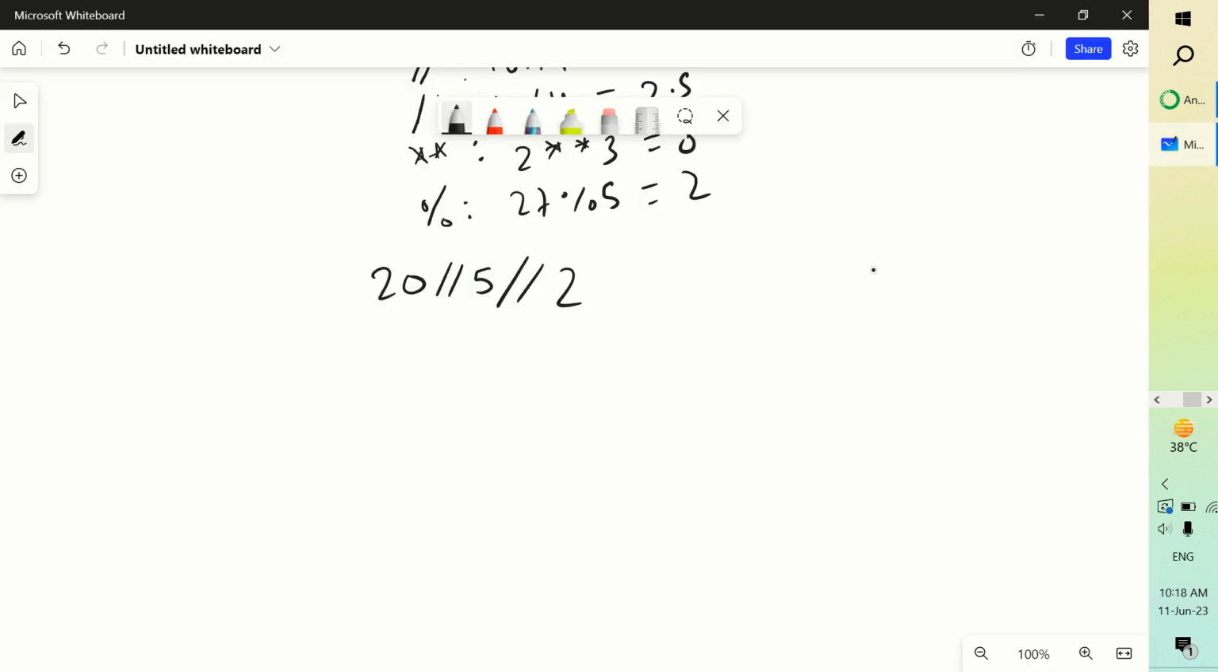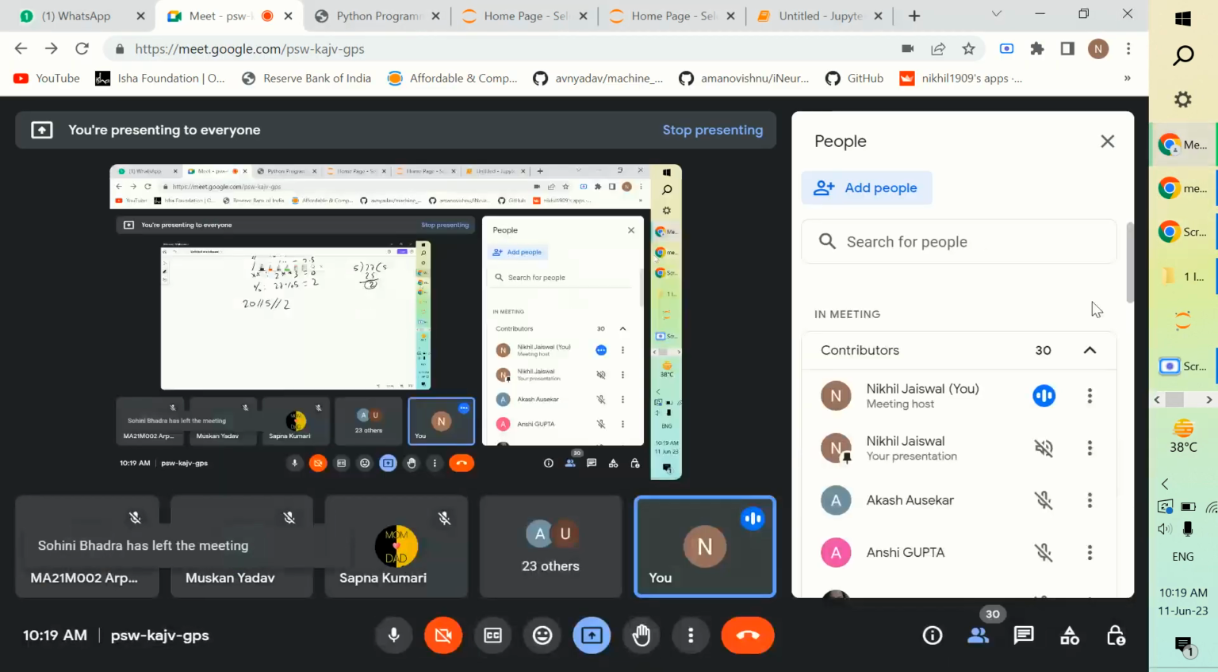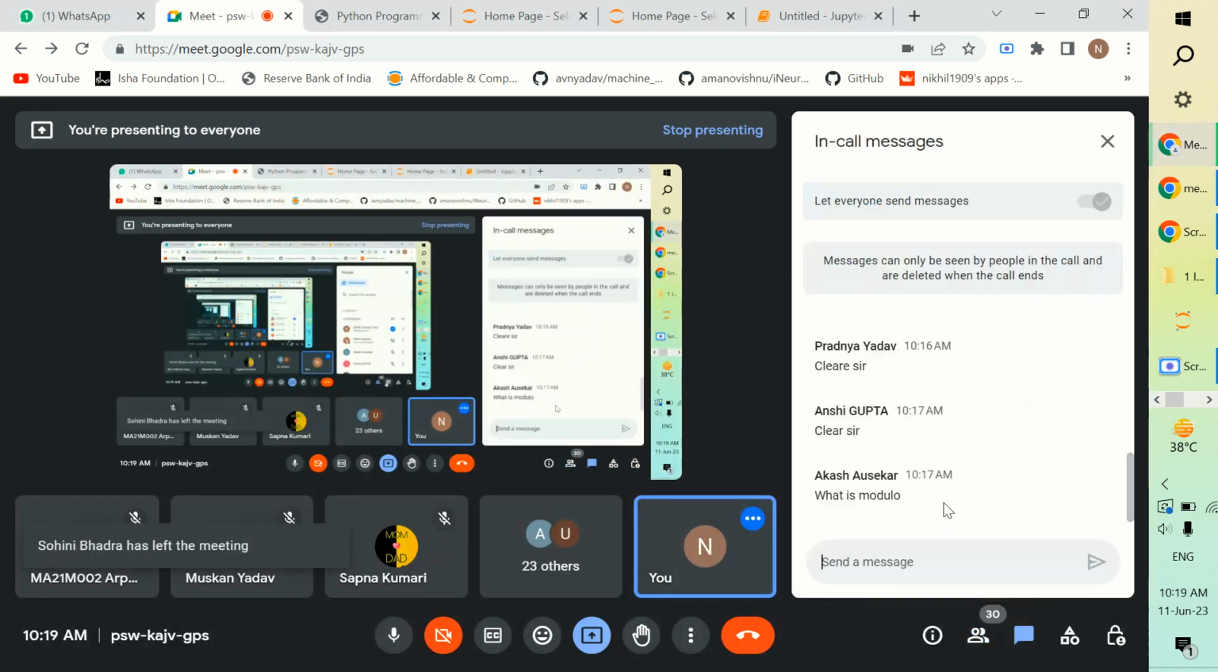So modulo is the operator which gives the remainder when you divide one number by another. So on dividing 27 by 5, what will I get? I'll get the remainder 2. Okay. So this 2 is given by that modulo. So modulo is the operator that gives the remainder when you divide one number by the other. Okay. Is it clear, or do I need to explain more? Akash? Okay, I'm assuming it's clear.